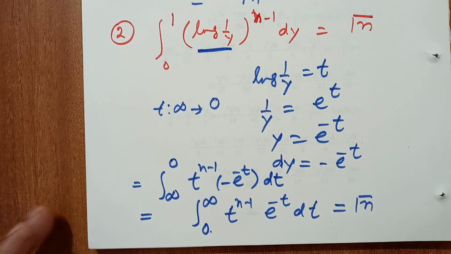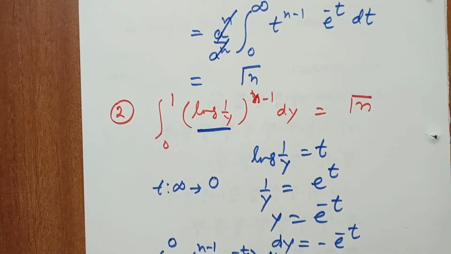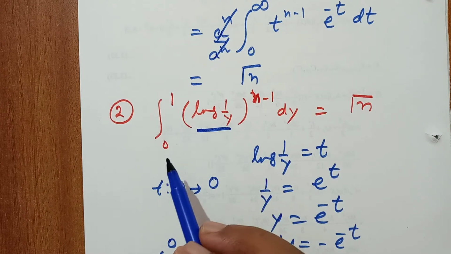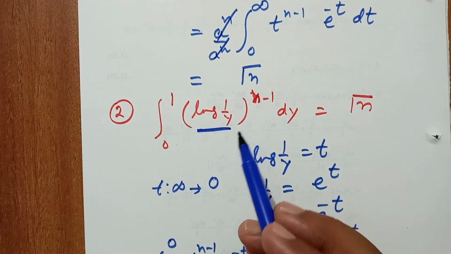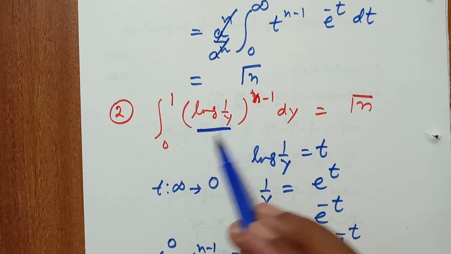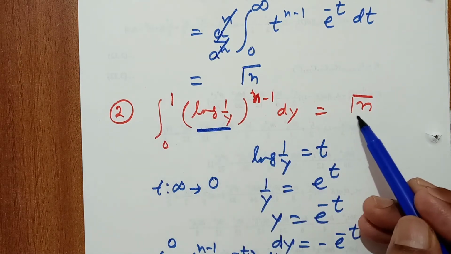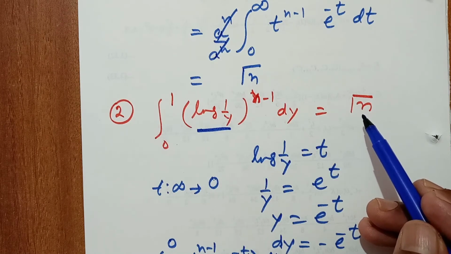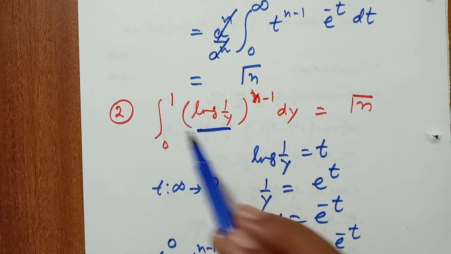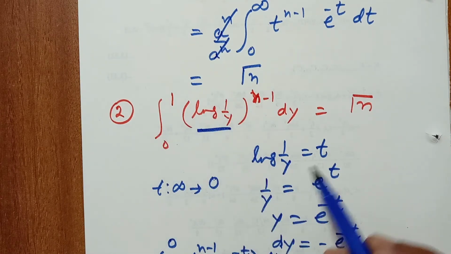So first you see the question and what the limits of the question are, and what you want to prove. Here you want to prove gamma n. In the definition of the gamma function you need the limits 0 to infinity. So first you choose this function to be t, then your question automatically goes to the gamma function.